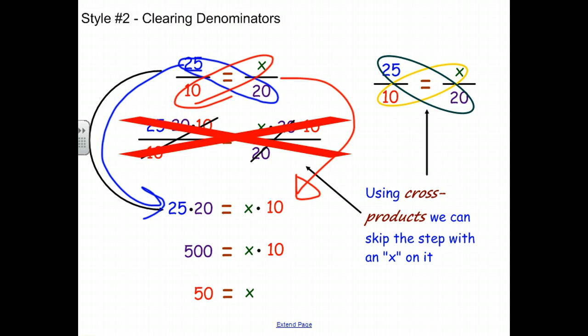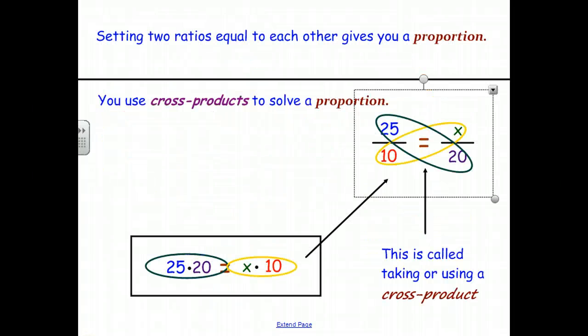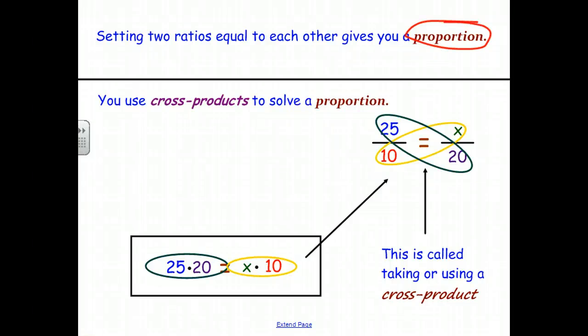Now, can you take the step of just multiplying by 20 and figuring that out? Yes, of course you can. But what I want you to do for these next several is practice using cross products. So one more time, setting two ratios equal gives you a proportion, and when you solve a proportion, you use what's called a cross product, which is where you multiply one numerator by the opposite denominator and the other numerator by that first denominator and set those two equal to each other.